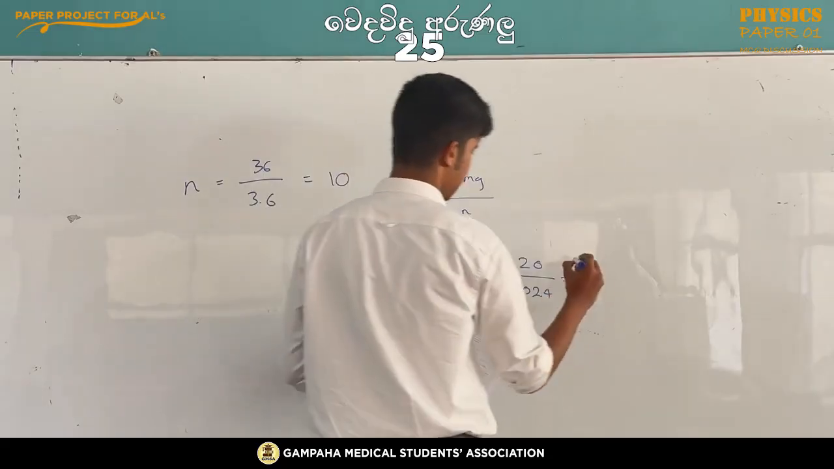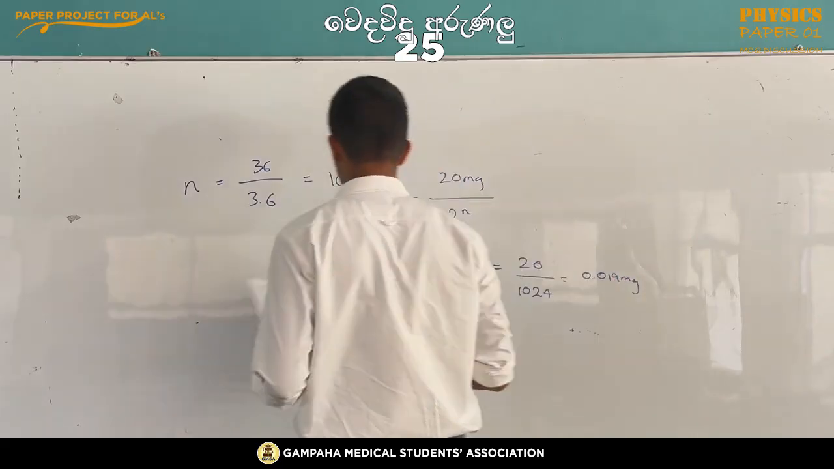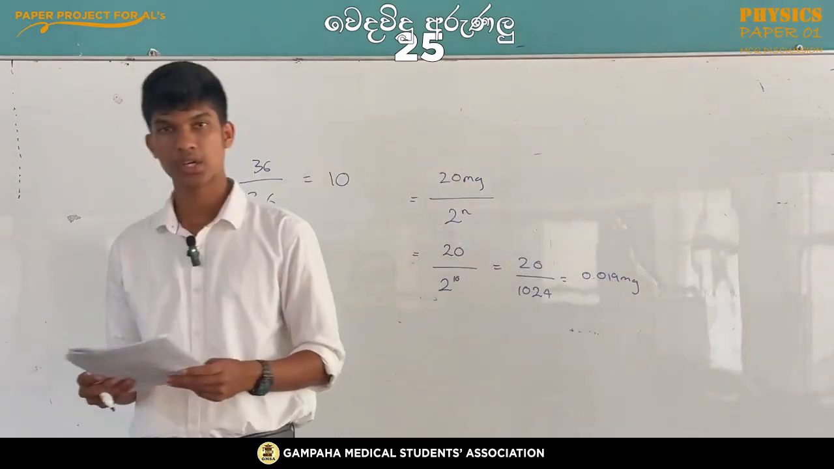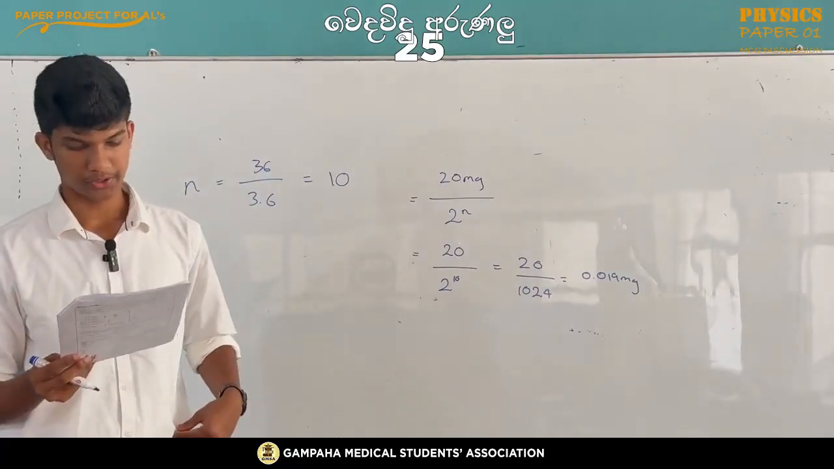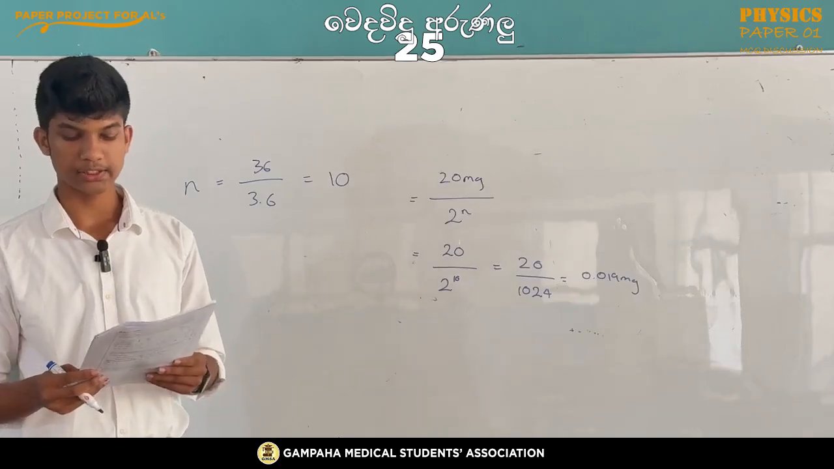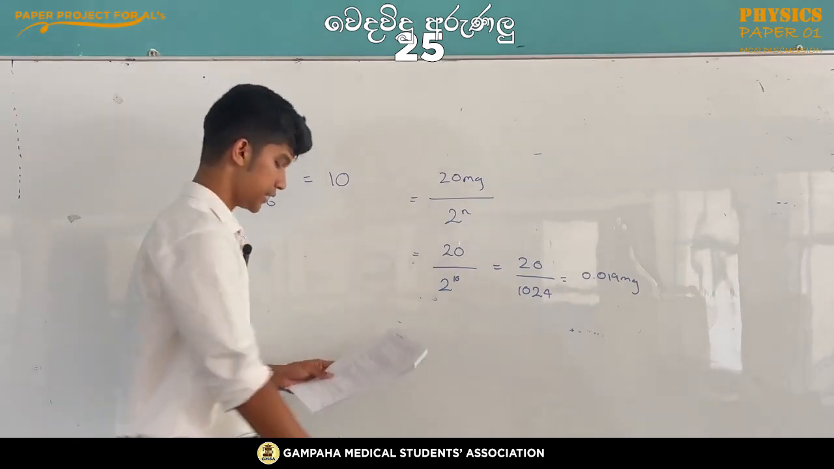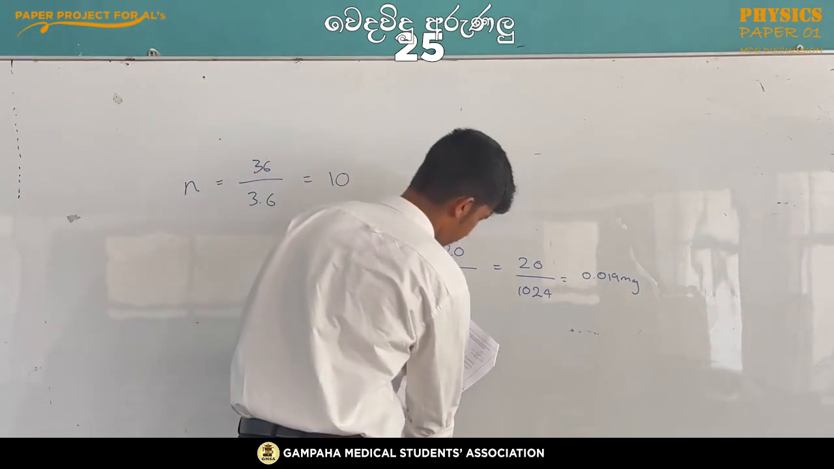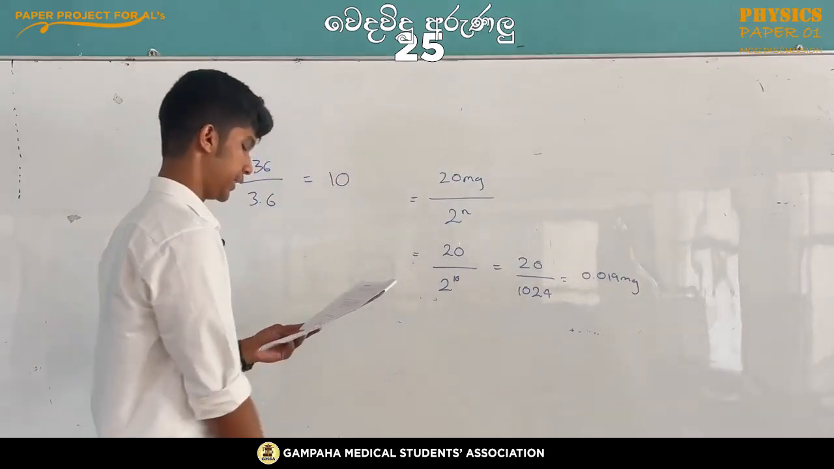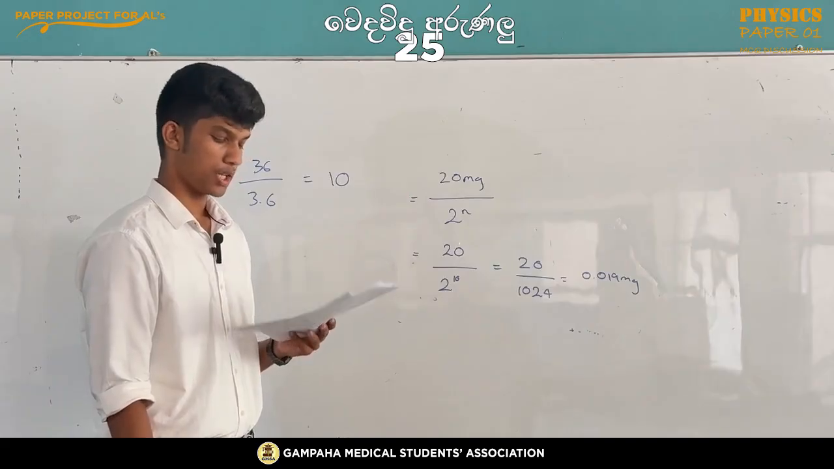Then you will get the answer as 0.019 milligrams. The fourth answer. In the 14th question, a cell with an electromotive force of 1.5 volts is connected in series to a variable resistor R and an ammeter. The ammeter has an internal resistance of 0.5 ohms. Several ammeter readings are recorded as R is varied and plotted against R.